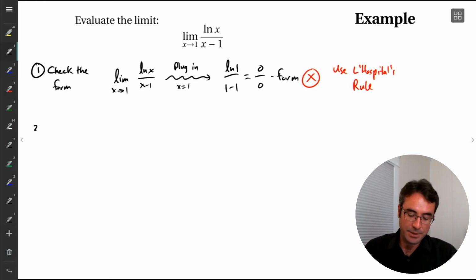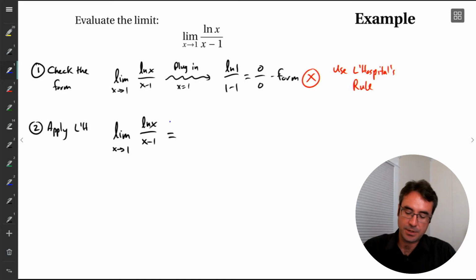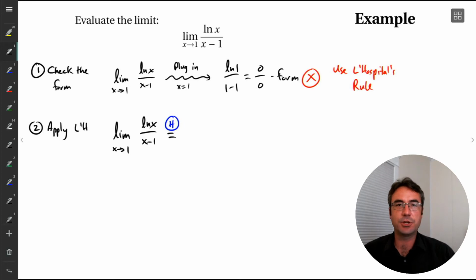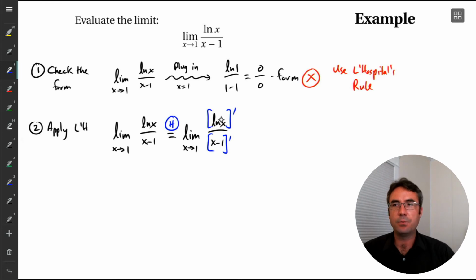So now we kind of restart, but now we're actually going to apply the rule. All right, so how is this going to look? Let's start with a fresh limit here. And this is where the magic's going to happen. We're going to apply L'Hopital's rule. We indicate that with a little h above the equal sign. What we're going to do is apply the derivative to the top and the bottom of our function individually. And then once we've actually applied the rule, we differentiate.